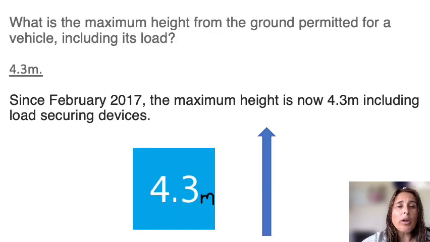What is the maximum height from the ground permitted for a vehicle including its load? 4.3 meters. Since February 2017, the maximum height is now 4.3 meters, including load securing devices.